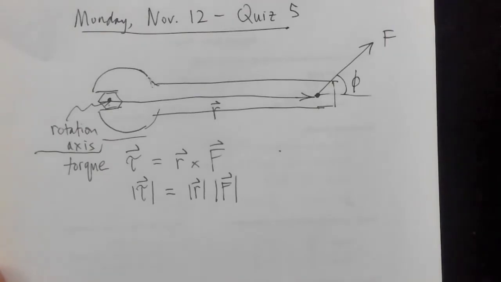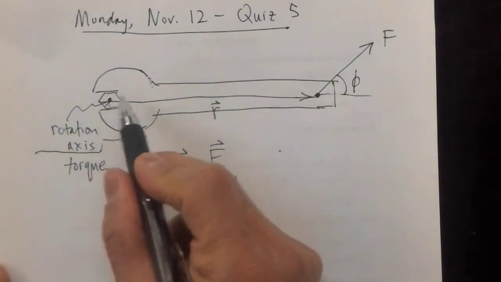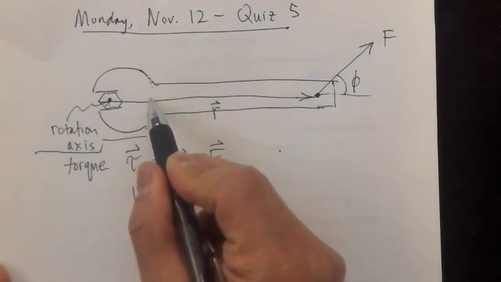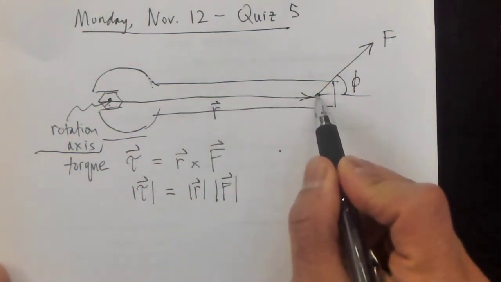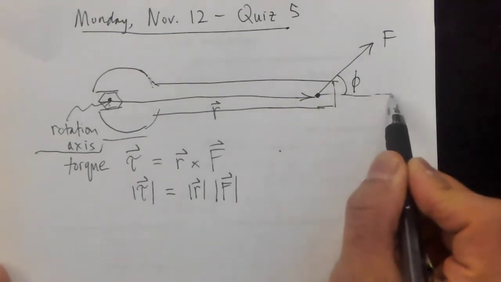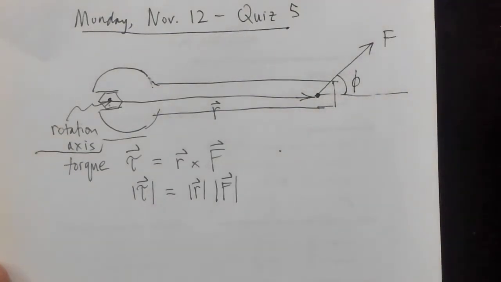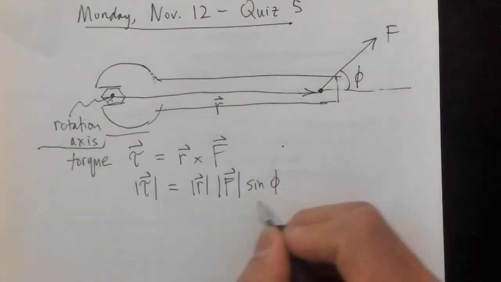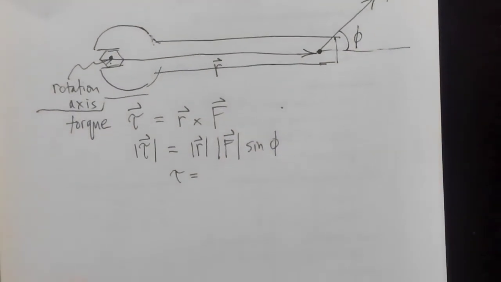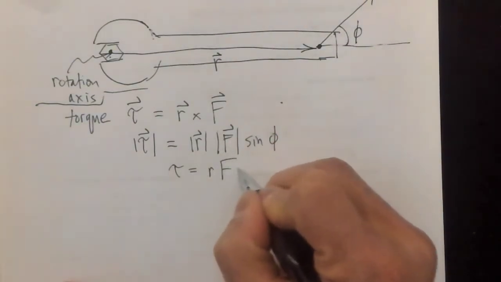So when you're drawing these angles for phi, you just simply draw the vector from the rotation axis to the point where the force acts, and then just extend this, and then you make the angle between the force and this extension. Okay, times the sine of phi. Or just simply, in terms of magnitudes, tau is equal to R times F times the sine of phi.